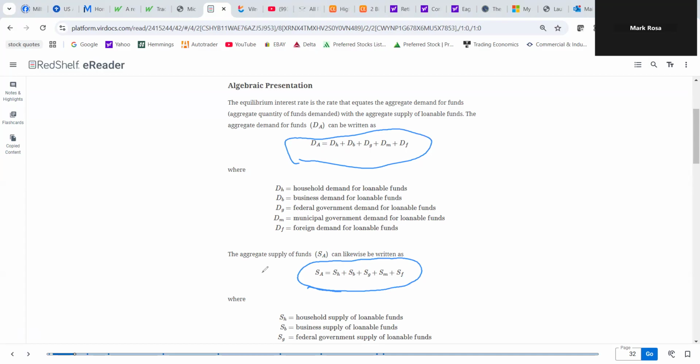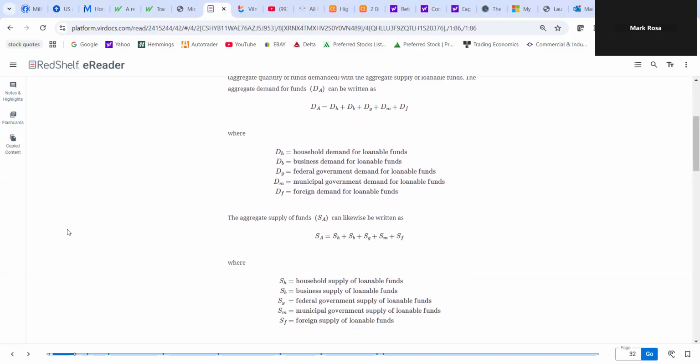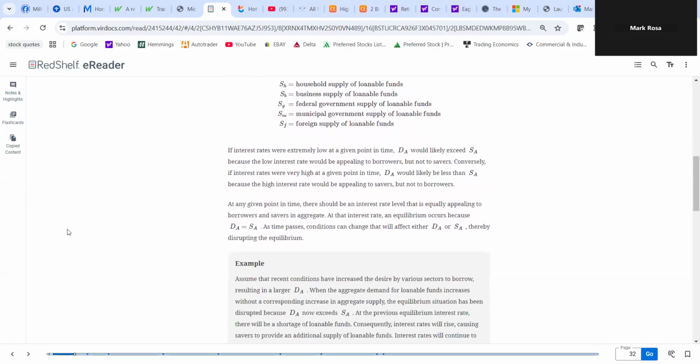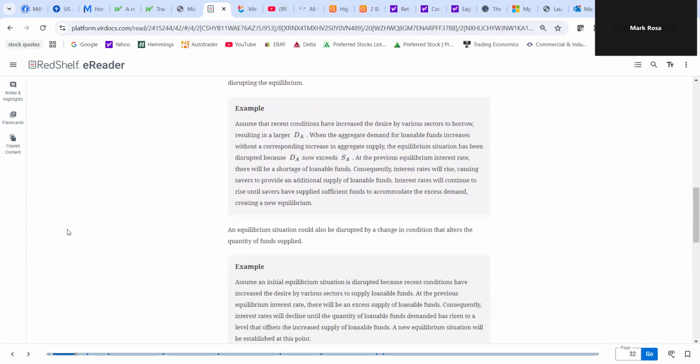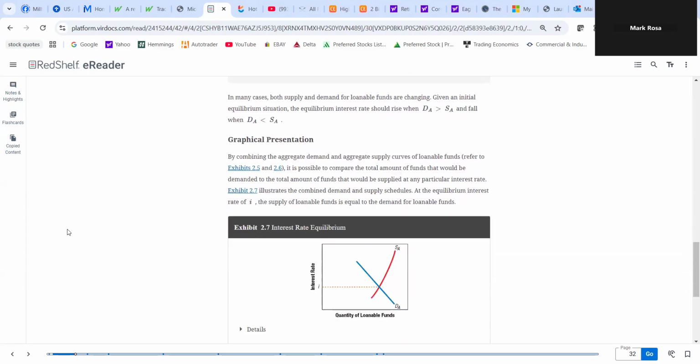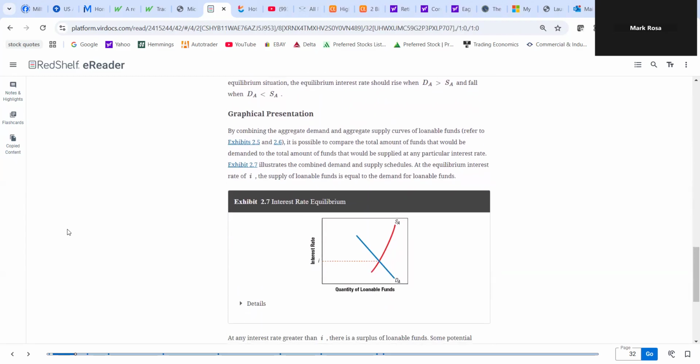Let me erase these drawings, and bring this up a little bit so we can capture all this in the recording. But it's the same for each of those. Okay, demand and supply. And then we have the equilibrium rate.